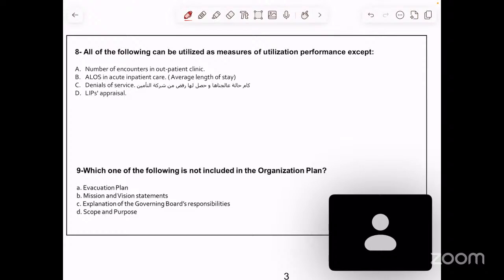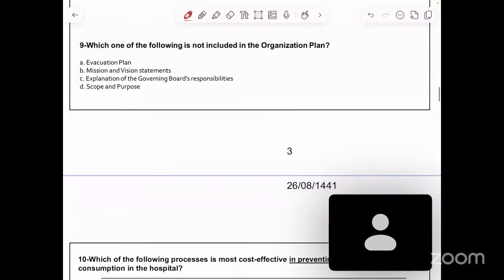Number 9: which of the following is not included in the organization plan? Letter A, evacuation plan. B, mission and vision statements. C, explanation of the governing board's responsibilities. D, scope and purpose. What's your answer? Letter C. Which of the following is not included? Read the question carefully, because the keyword here is not included.